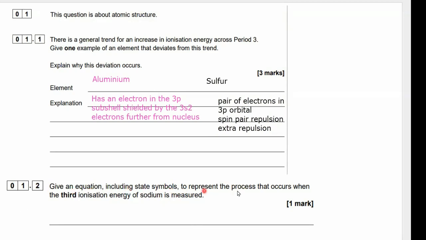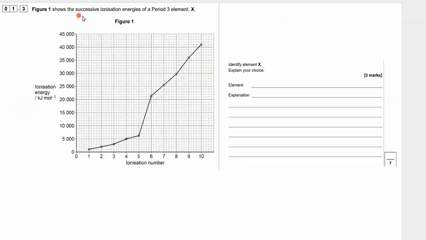Okay, give an equation, including state symbols, to represent the process that occurs when the 3rd ionization energy of sodium is measured. So we're going to just write this equation out here. Now, 2 electrons have already been removed because we're dealing with a 3rd ionization energy. So we need to write Na2+, and then we're going to go ahead and show the removal of the 3rd electron. So Na2+ goes to Na3+ plus e-. That's the 3rd electron being removed. Some people will write 3e-. Don't do that. And remember, essential gaseous state. If you don't put the state symbols, you won't get the marks. There we go.